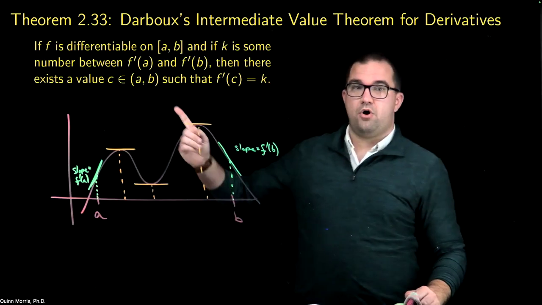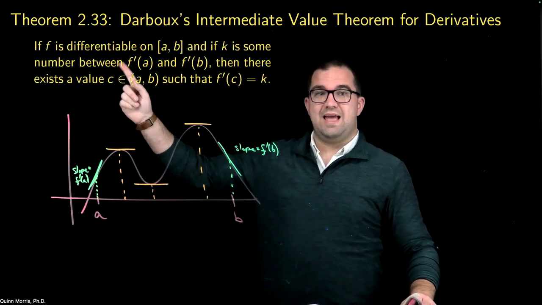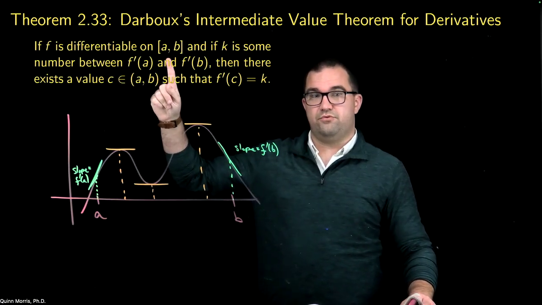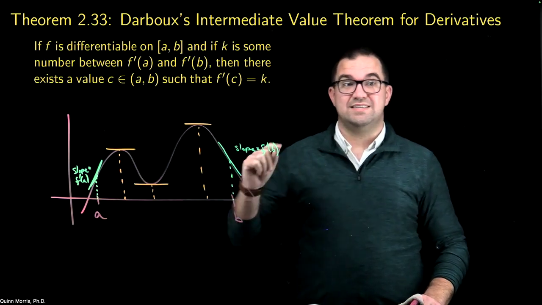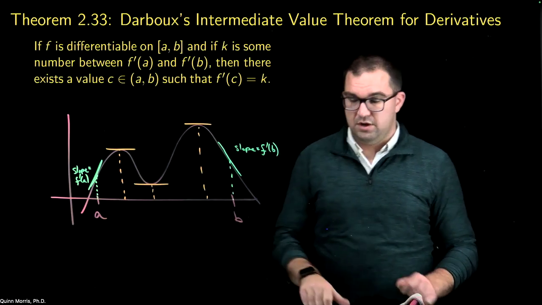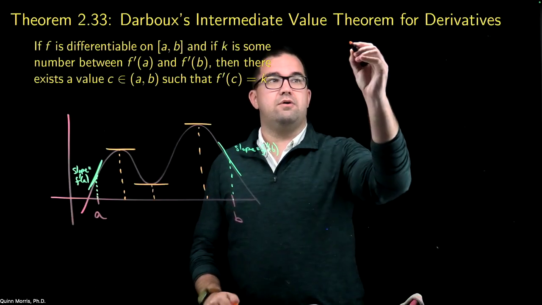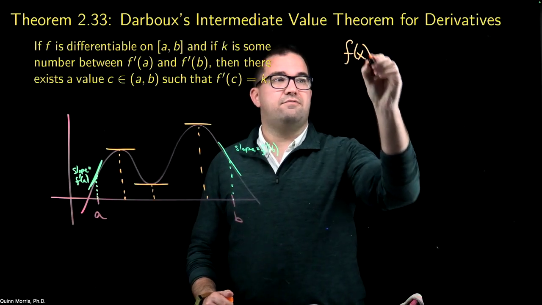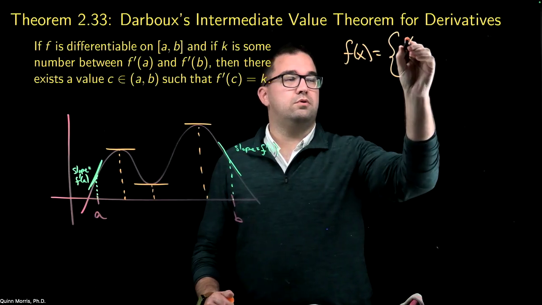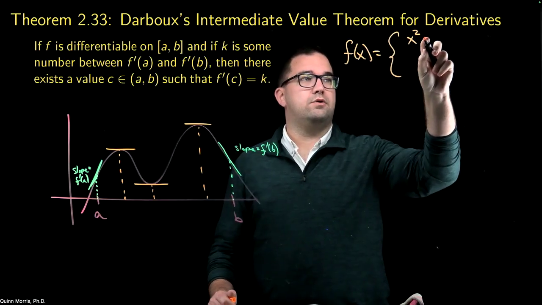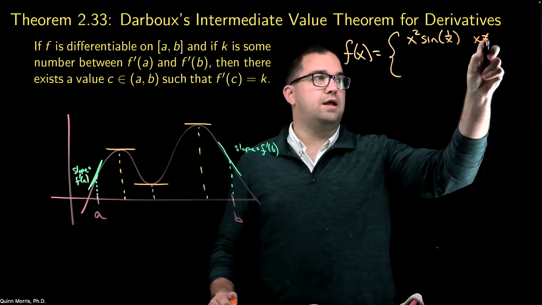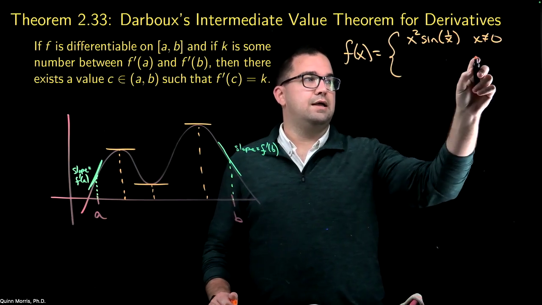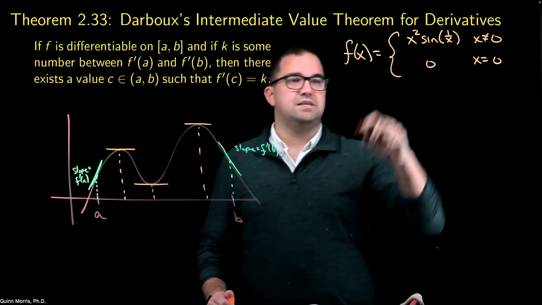Now notice that all we're claiming here is that f is differentiable on the closed interval AB. That does not mean that the derivative function is necessarily continuous. So we saw in a previous video, if you look at the function f of x is equal to x squared sine of 1 over x for x not equal to 0, and 0 when x is equal to 0.